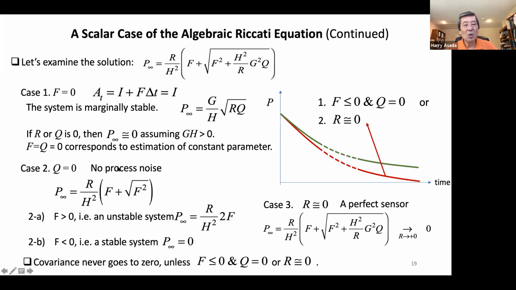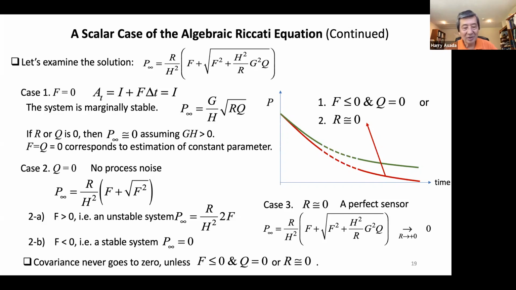Okay, you have no process noise in there. So reducing and eliminating this Q, you end up with this equation: F plus square root of F squared. You must be careful in treating this, because if F is positive, then this one comes out to 2 times F, right? What does this mean, F positive? F positive basically means the system is unstable.